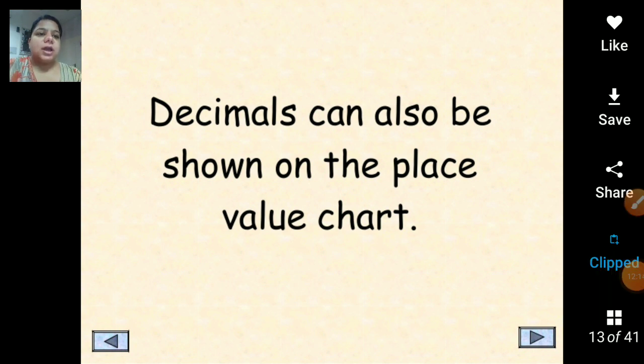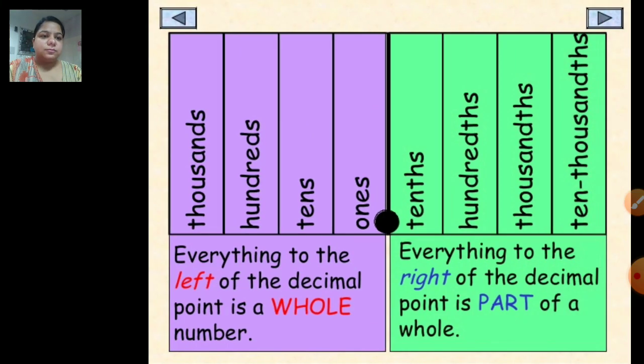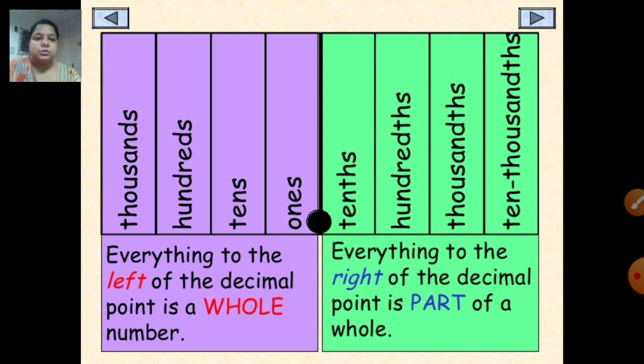Okay, now let's see how to show decimals in a place value chart. Let's see the decimal place value chart now. So this is the decimal place value chart. Everything to the left of the decimal point is a whole number, right? And everything to the right of the decimal point is a part of a whole. So before the decimal, as we have done in the lower classes, the place values are ones, tens, hundreds, thousands, and so on. And after the decimal we have tenths, hundredths, thousandths, and ten-thousandths, and so on, right?